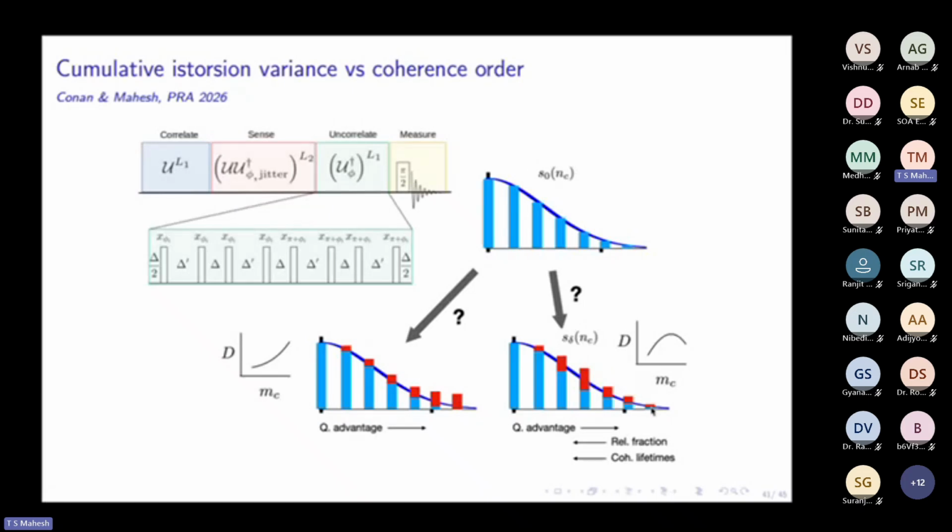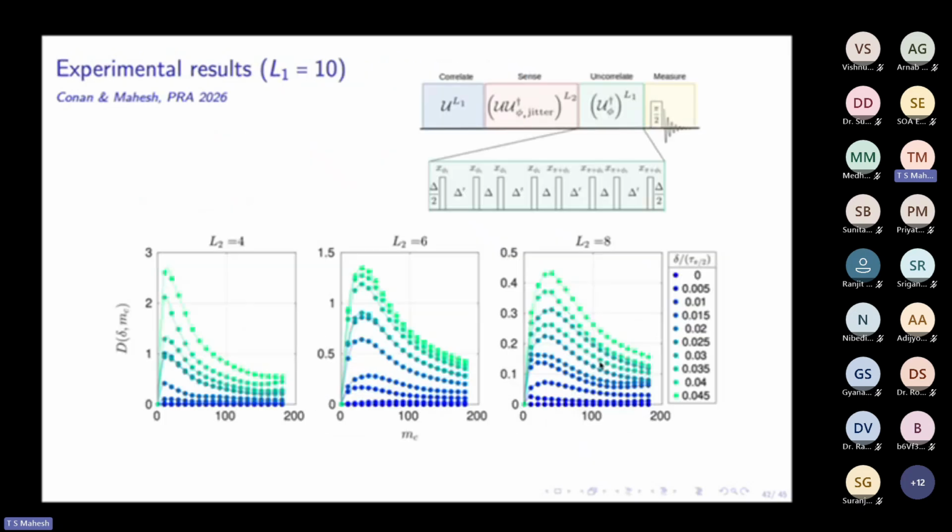So there is a competition. Lifetime is also important. Size of the cluster is also important. But as the size of the cluster increases, lifetime decreases. So there must be an optimal coherence order, where the variance is maximum. And that's what we found experimentally recently.